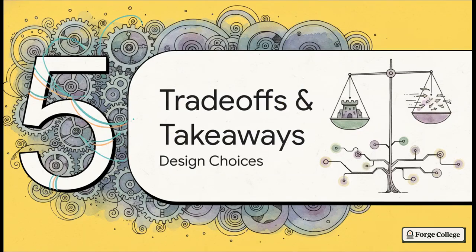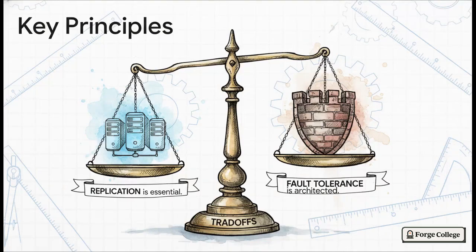Part 5. Tradeoffs and takeaways. Design choices. Understanding these dynamics isn't just academic theory. It's exactly what we will be engineering together as we progress through the rest of the learning tracks in the Forge College ecosystem. So let's review our golden rules. First, replication and coordination are the absolute essence of these systems. The moment you move from single node to distributed, you are permanently in the business of coordinating copies.